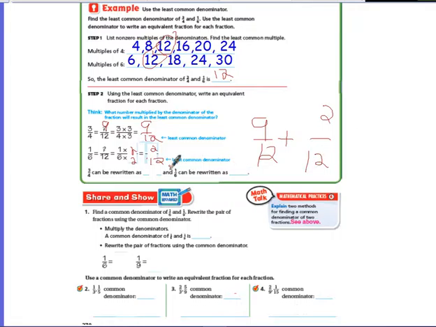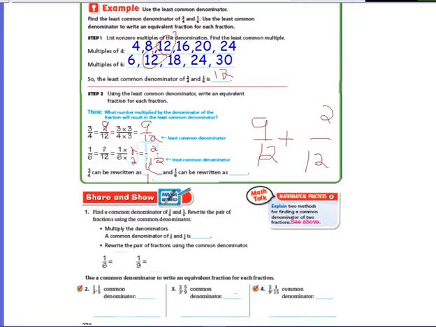I have 11 twelfths. Because 3/4 was rewritten as 9 twelfths, and 1/6 was rewritten as 2 twelfths.